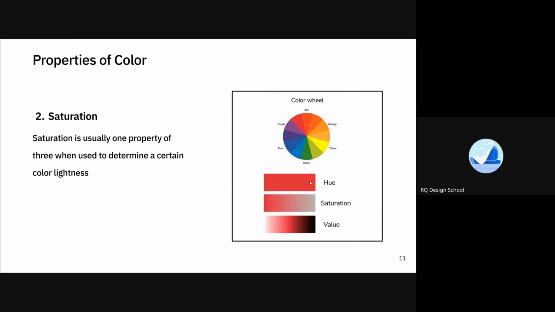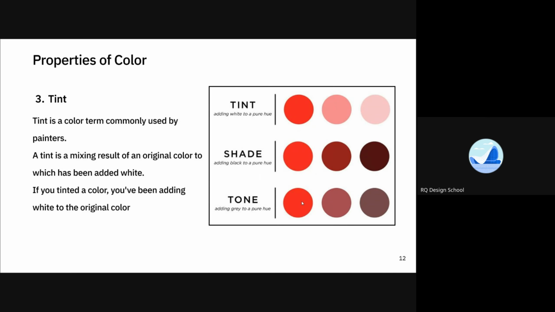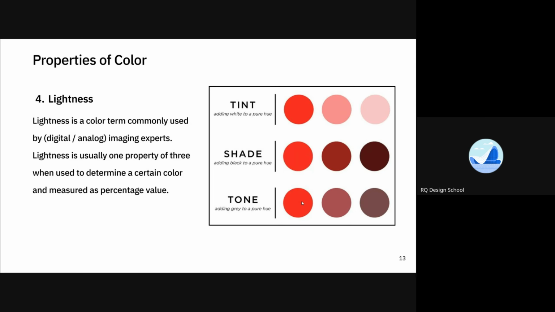So when you look at this, you see this is hue, but when you start adding lights to this hue, it becomes saturation. And sometimes you want to do that because you are trying to get a lighter version of a normal color in your design. And then we have tints, which is you just mixing an original color with some pure white to it.